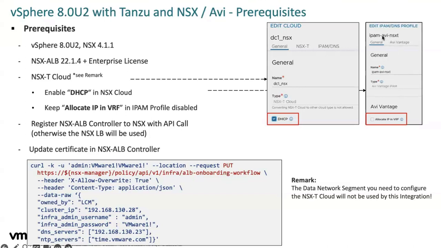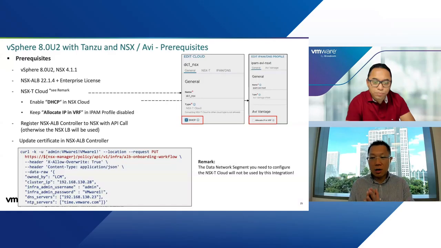And when you create the IPAM profile, you uncheck the allocate IP in the VRF. And the last thing is also very important. You actually need to update the certificate in the RV controller itself. So there's a few things you need to do. Once you do that, the integration is done. Whatever you create in the supervisor clusters will get created in RV.